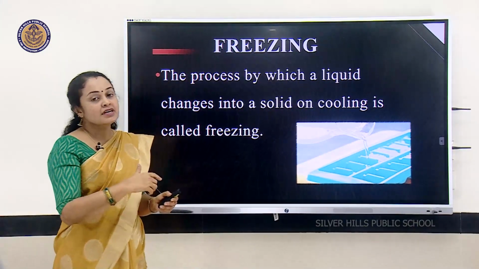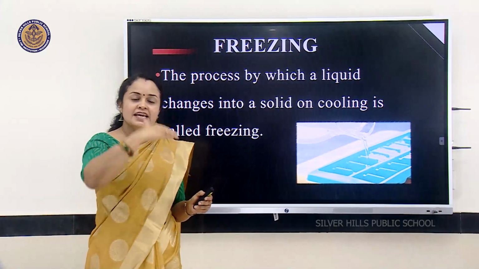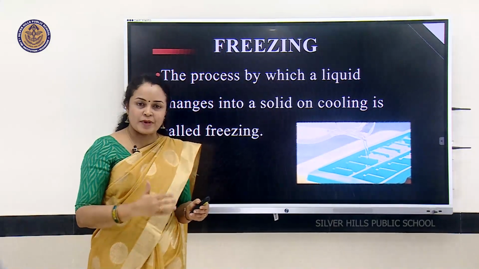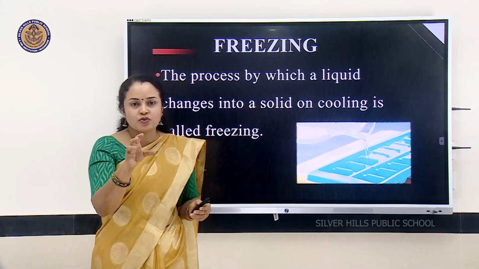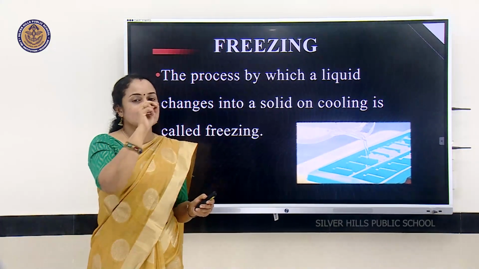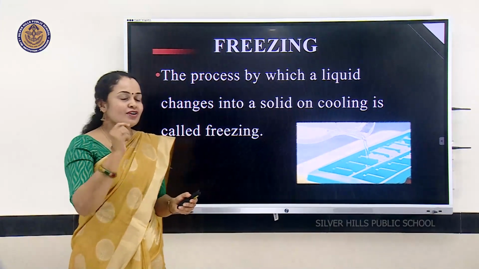What is happening here? One state of matter is getting converted to another state of matter by heating or cooling. Here we learn two processes, that is melting and freezing. Now let us see the next.